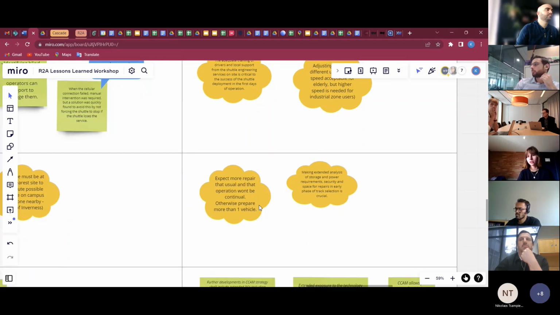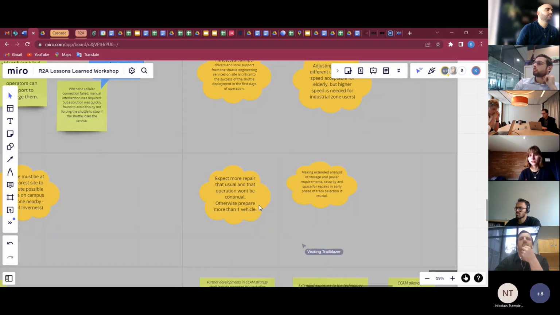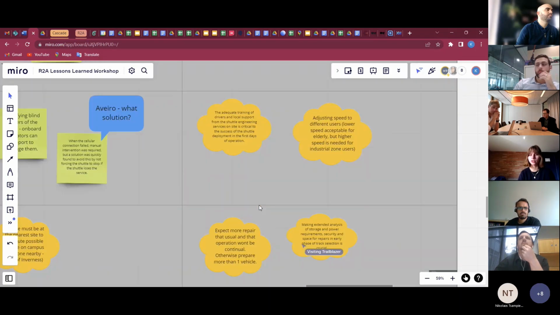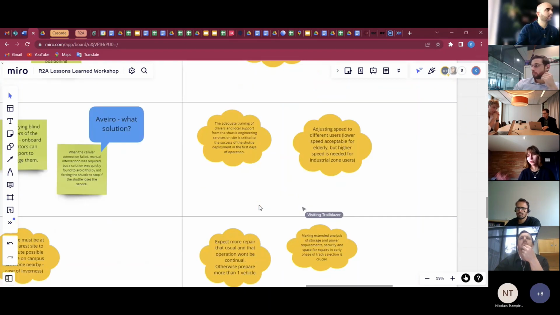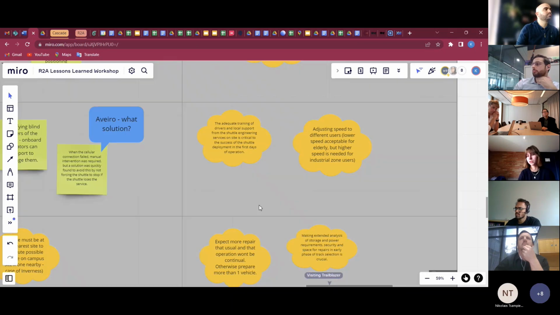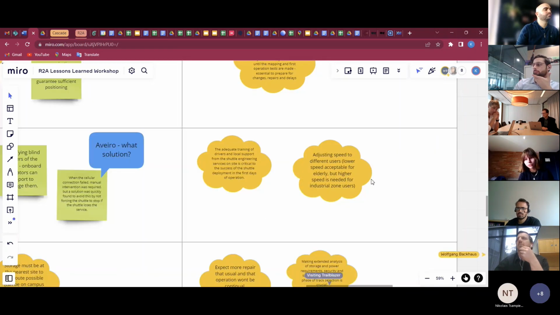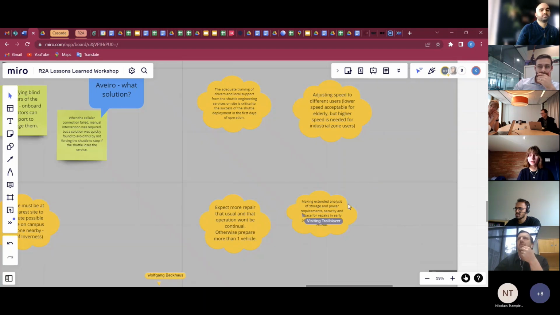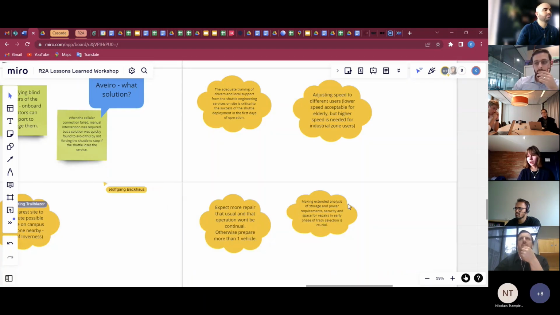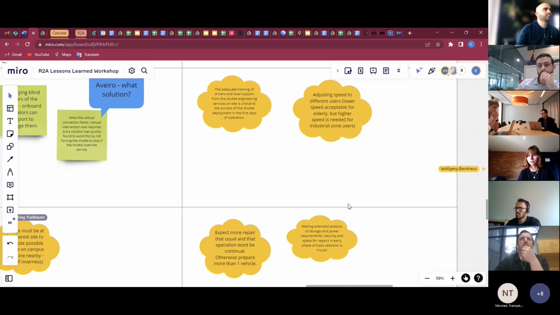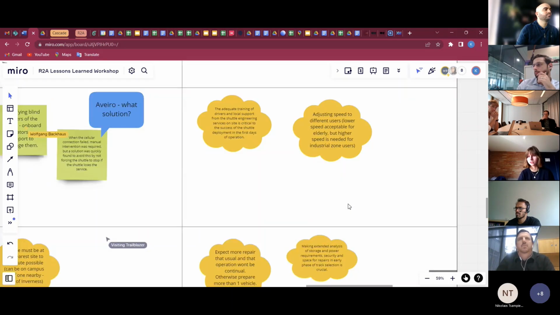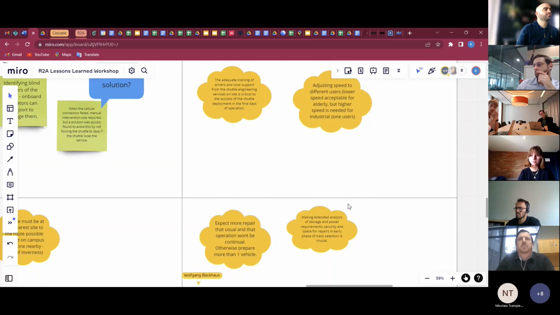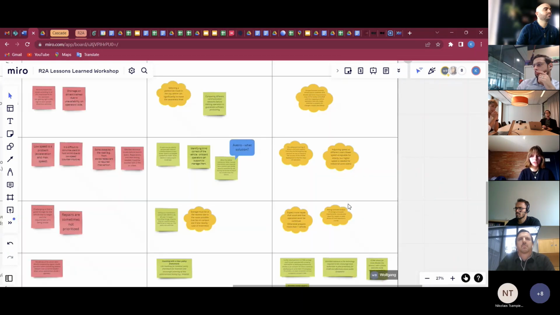Yeah, expecting more repair than usual. So always having a buffer with time and costs and persons who can facilitate those repairs, or actually preparing more than one vehicle. So it's either one way or another, but this should definitely be taken into account. And make an extended analysis of storage and power requirements, security, and also space for repairs, because I believe that was not mentioned explicitly, but it is indeed very important. It is all quite crucial.